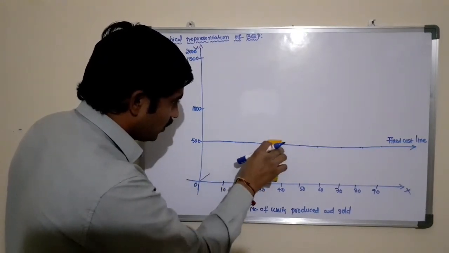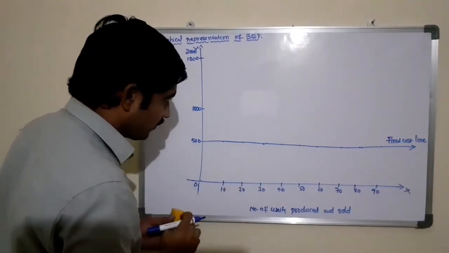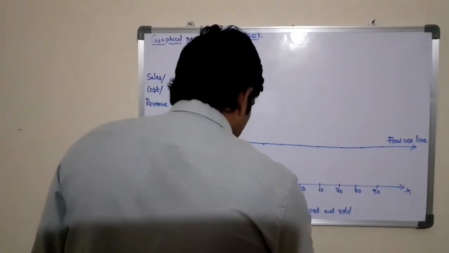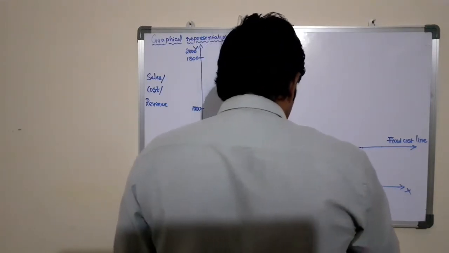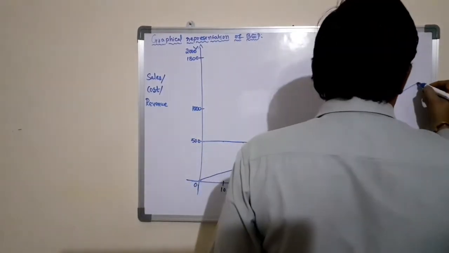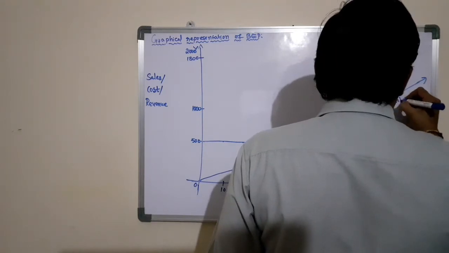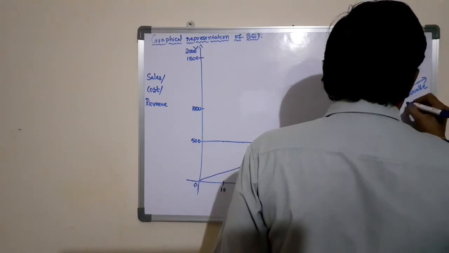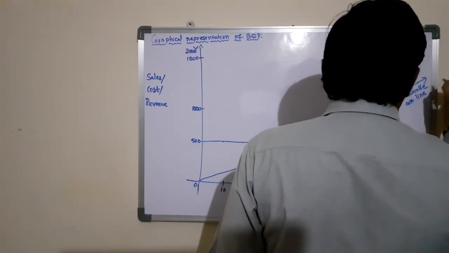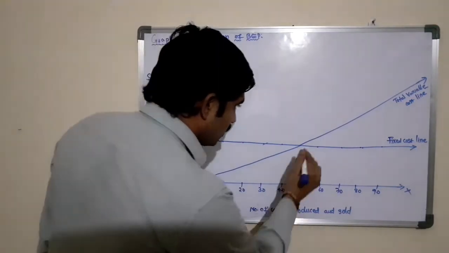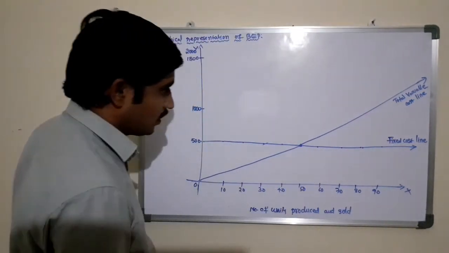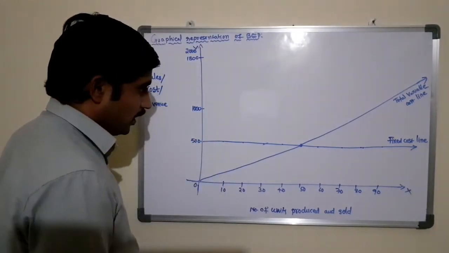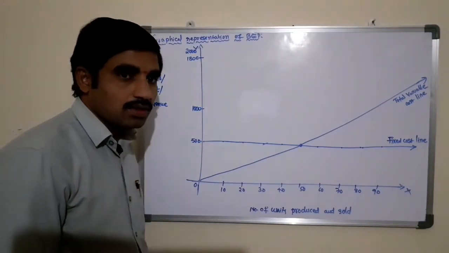At 50 units, it should be cut at 500. Yes, this is the total variable cost line. At 50 units, 500 rupees. Total variable cost, right? Next, the next line is the total cost line.